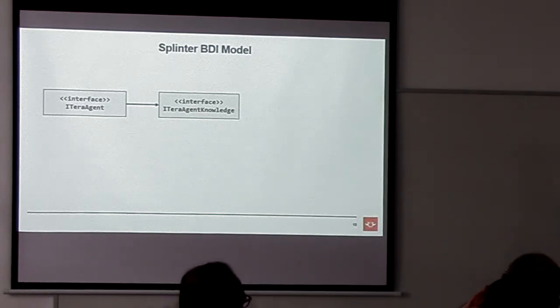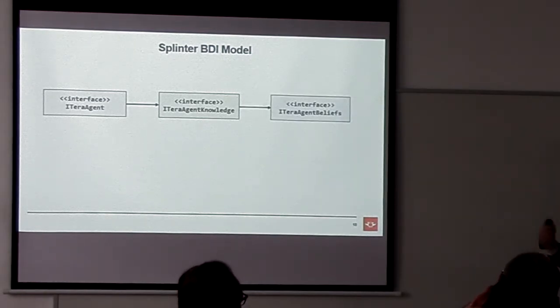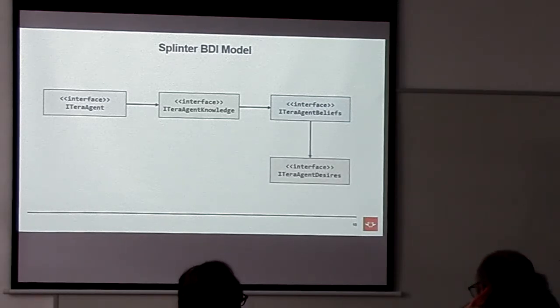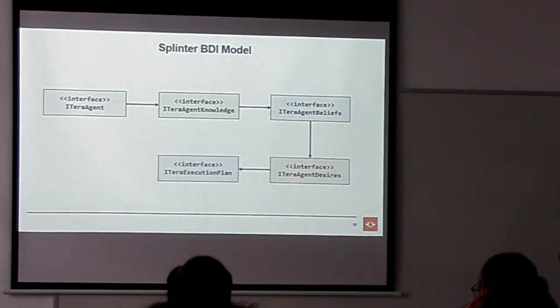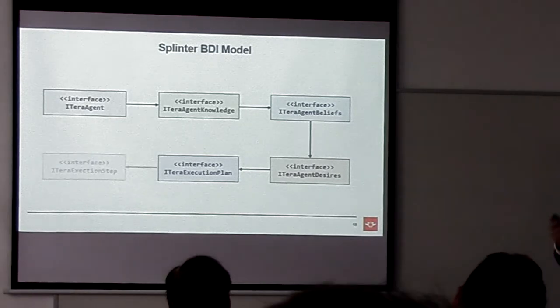But from the perspective of the BDI model, that employs another agent that represents the beliefs. That one entails another agent that reflects the desires. And that nano agent can produce another agent that's the execution plan. So the execution plan is what it executes to achieve its desires and objectives, and that again is made out of steps.